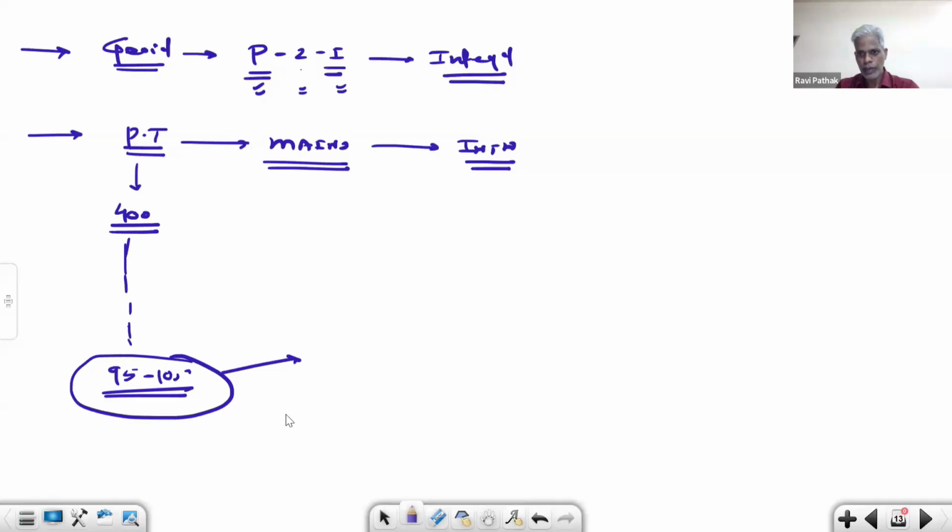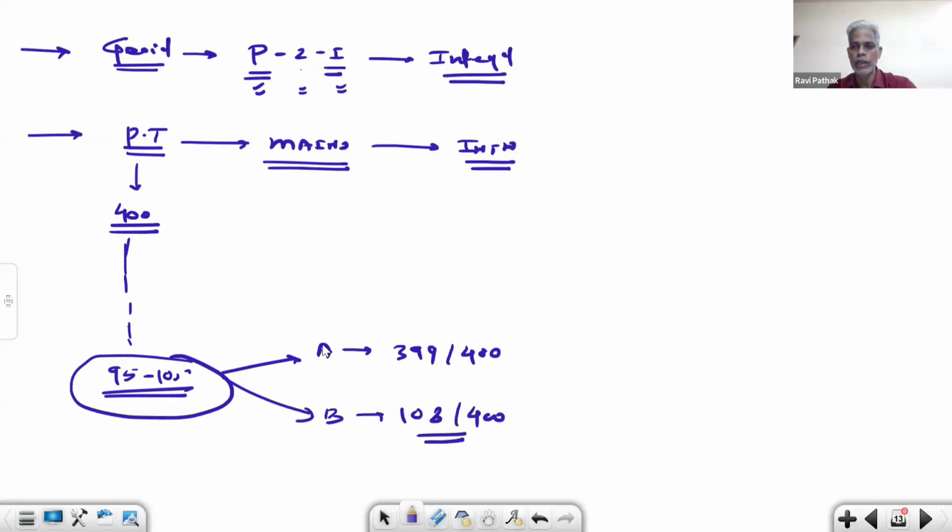Now let's assume a situation where two candidates are there. One is A, other is B. A had scored 399 marks out of 400, hypothetical situation. And B had scored only 108 marks out of 400. When I'm saying out of 400, I'm not including the CSAT part. So A is the all India PT topper, and B is the person who had just cleared the cutoff.